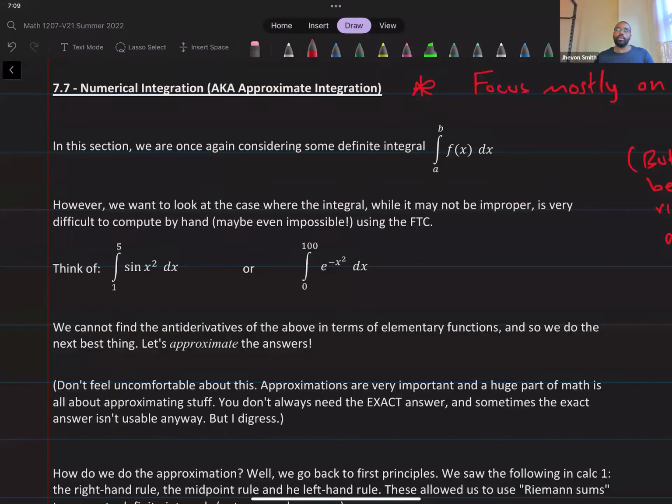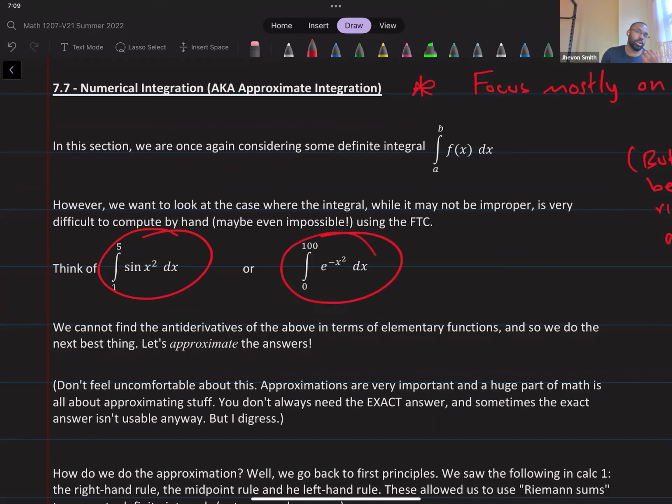Now, there is another case that we have to worry about. It turns out sometimes you have just regular, innocent-looking integrals that are not improper, but at the same time, we can't compute them. They're literally impossible to do. So for example, the integral of sine of x squared has no antiderivative, or the integral of e to the minus x squared has no antiderivative. The integral of e to the x squared has no antiderivative.